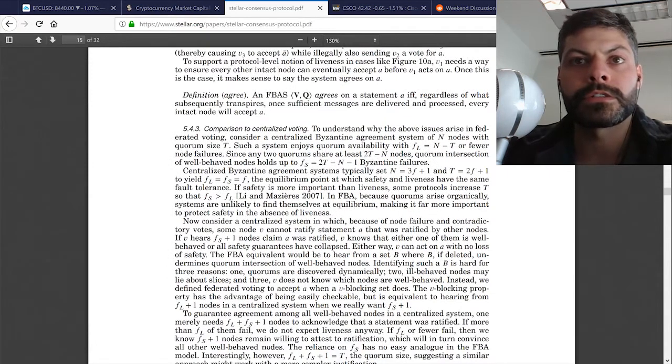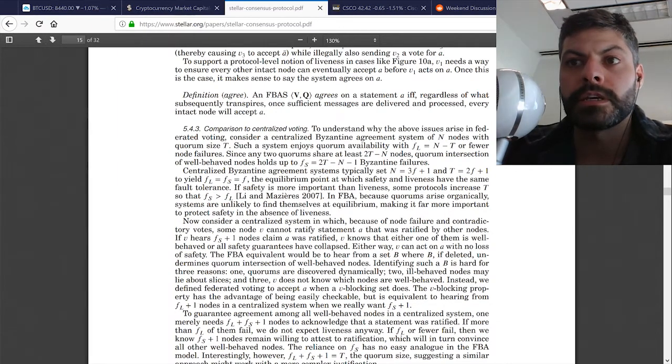Now, consider a centralized system in which, because of node failure and contradictory votes, some node V cannot ratify statement A that was ratified by other nodes. If V hears that FS plus 1 nodes claim A was ratified, V knows that either one of them is well behaved or all safety guarantees have collapsed. Either way, V can act on A with no loss of safety. The FBA equivalent would be to hear from set B, where B, if deleted, undermines quorum intersection of well-behaved nodes.